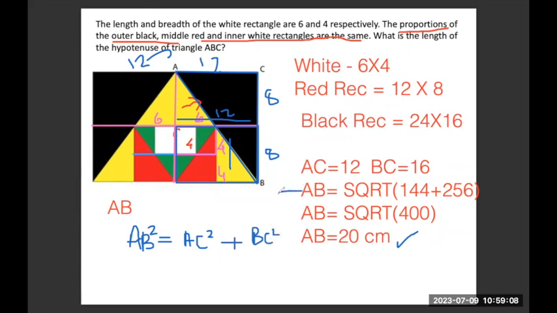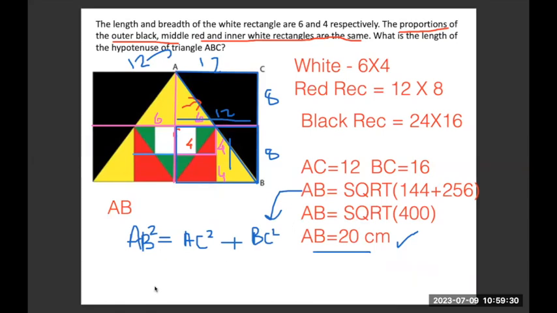ये जो फॉर्मूला मैंने डाला है वो इसका ही फॉर्मूला है, क्योंकि ये स्क्वायर है, आई हैव रिटन स्क्वायर रूट इंस्टेड ऑफ स्क्वायर, एंड AC का स्क्वायर इज 144, BC का स्क्वायर इज 256, और उसका आंसर 400 आया, उसका स्क्वायर रूट किया तो 20 सेंटीमीटर्स AB का आ गया. इज दैट क्लियर?